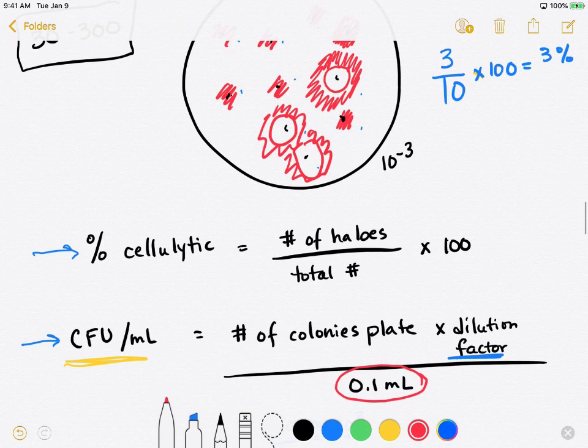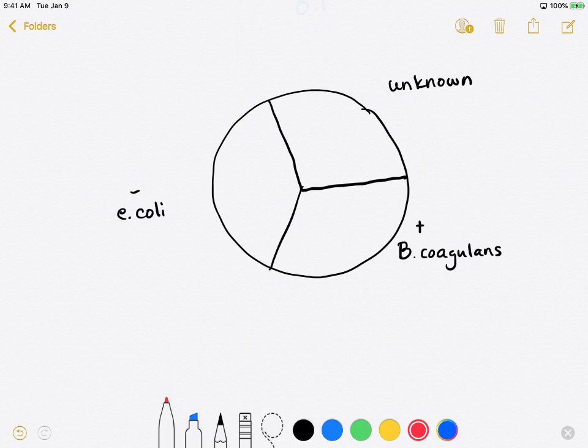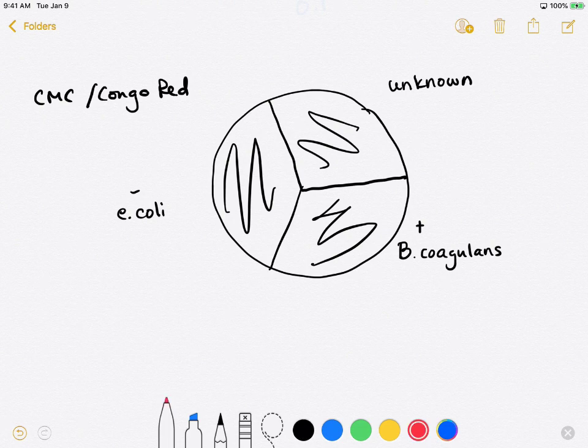The next experiment that we looked at was analyzing your 3-streak plates. So in the week previously, you had used a CMC Congo red plate to streak out 3 things. You had your E. coli, you had your unknown, and you had B. coagulans. E. coli most likely did not grow very well for you, if at all. Again, it does not have cellulolytic activity. It does not like to grow well on the CMC substrate.